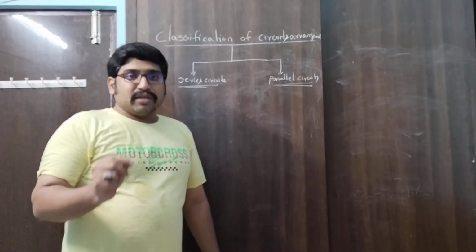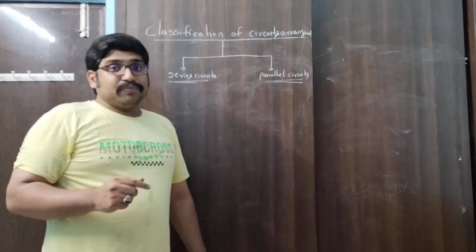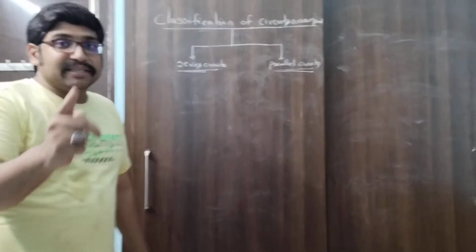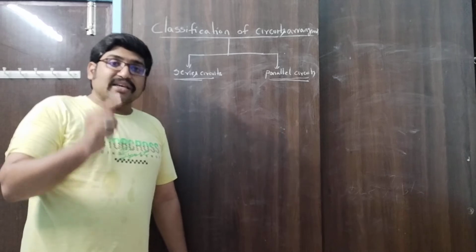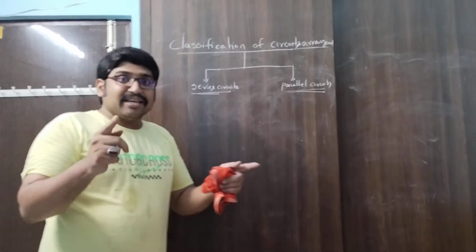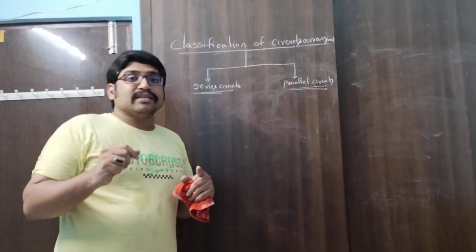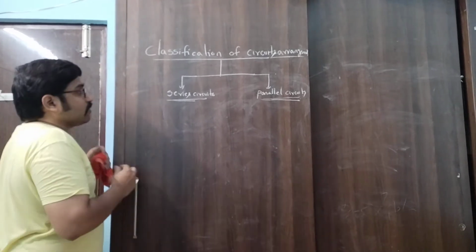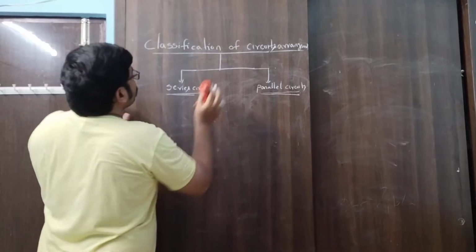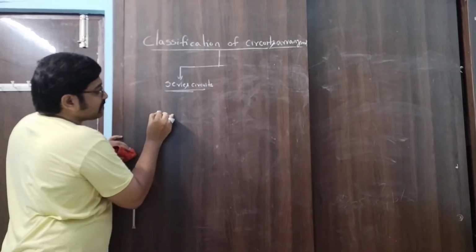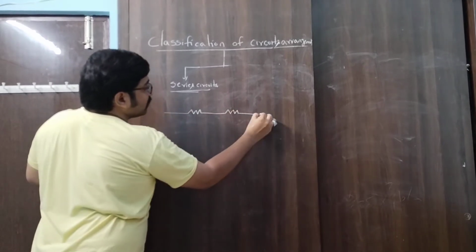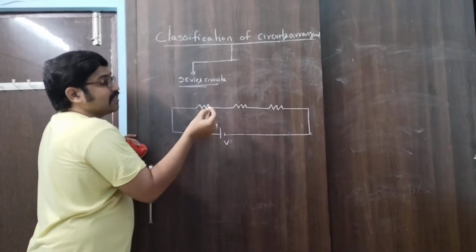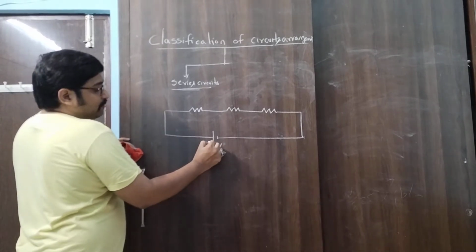Series circuits means the circuit in which the resistances are connected one end to the other end, so that there is only one path for current to flow. Then we call it a series circuit. So we will discuss the first one, series circuits. Series circuits means the resistances are connected from one end to the other end, so that only one path of current flows.